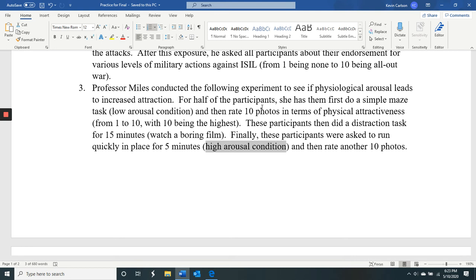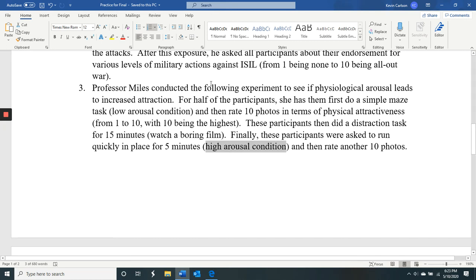So between subjects is you get just one level of arousal. Within is you get both levels of arousal. So clearly in this case, it's within because each person got the high arousal and low arousal condition. It's just that for half of them, they had the low arousal first, and the other half, they had high arousal first. But everybody had exposure to low and high arousal. And the other key that's within is that they rated attraction twice. So low arousal, rate the attraction. High arousal, rate the attraction. So they rated attraction twice.